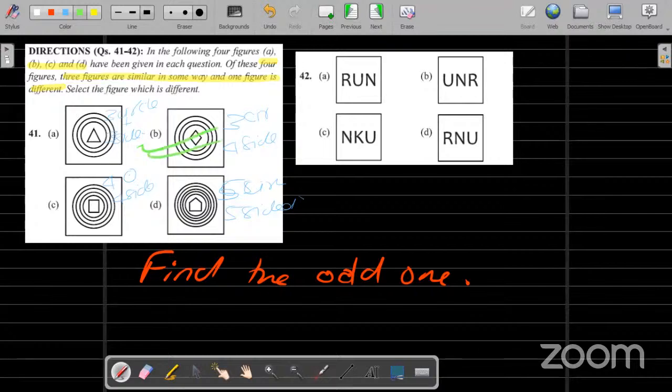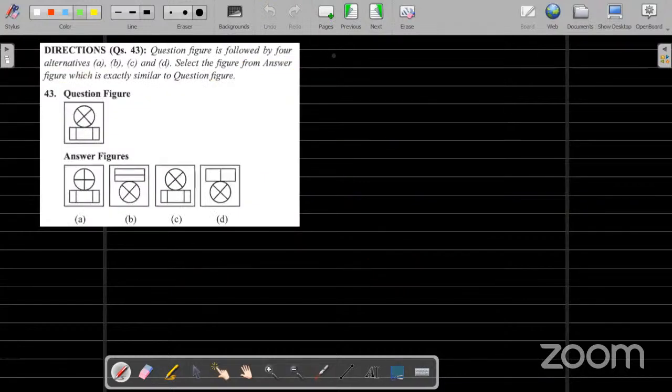And 42 is a very simple question. Anybody will be able to answer the question. It is obviously NKU. Why? Because all other three are made up of the letters R, U, and N. Next one.